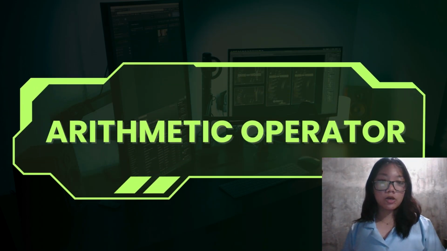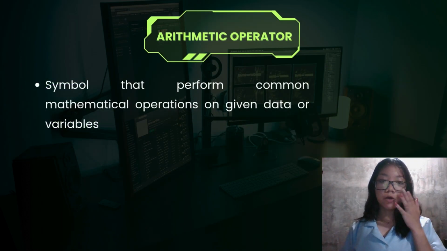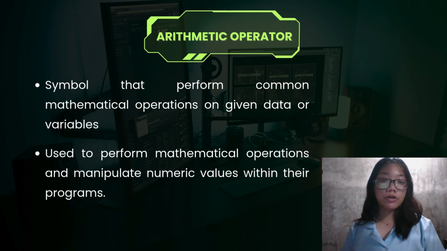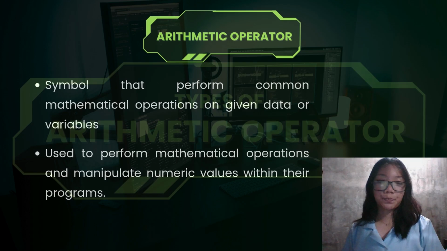First is arithmetic operators. These are the most basic and commonly used operators in Java. They allow you to perform mathematical operations on numeric data types such as integers or floating point numbers. These operators act on data or variables to compute new values. They are one of the most basic tools programmers use to make calculations inside a program.